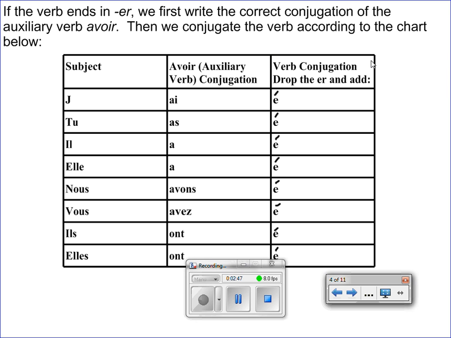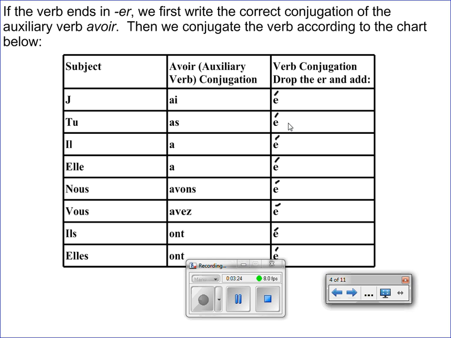Okay, and here's a really interesting part. We write the verb which appeared in the original sentence, and what we do is we take the final two letters, the er, away, and in their place we add e with an accent. And we do that all the way down from je all the way to elles. So this makes it very helpful. It doesn't matter what the verb is. If it ends in er, you drop the er, you put the e with the accent.